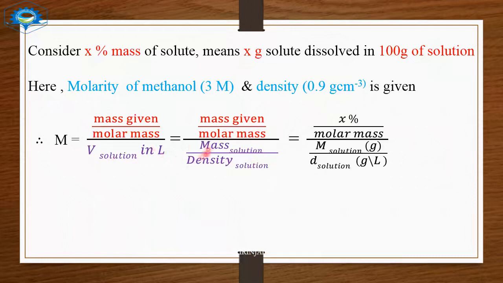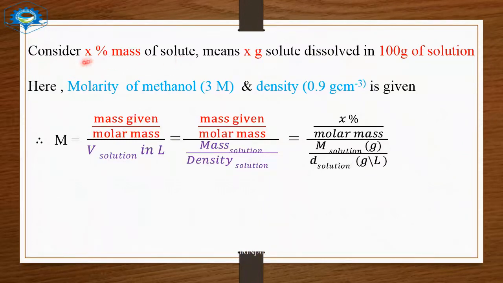So how will we find the volume of solution in liter? Using this density, mass by density. Always remember the density should be in liter. Here density is given in gram per centimeter cube, so we have to convert it into gram per liter. How will we convert it? Divide using 1000, or divide by 10 cube.